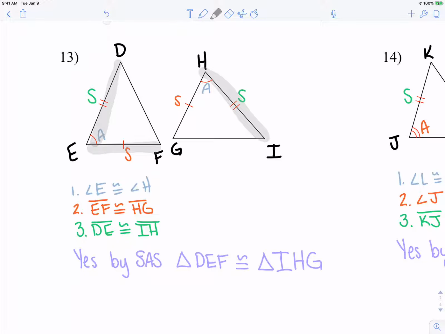So if we look at each of the triangles, we can see that the pieces lie on the triangles as SAS and SAS. So by side angle side, triangle DEF is congruent to triangle IHG. And that is a rotation.